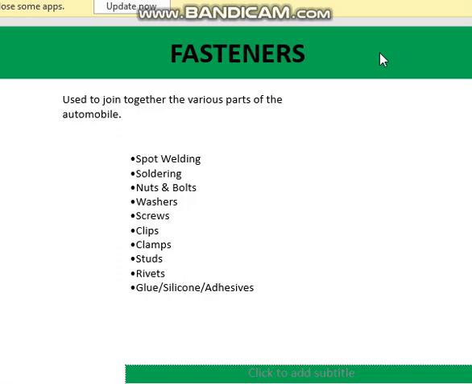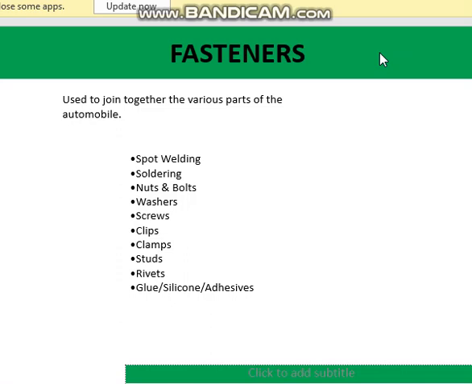So, the definition is used to join together the various parts of the automobile. But it can be used not only in the automobile industry, but also in different kinds of industries and areas, like bicycle manufacturing, different types of machine manufacturing. So it's mainly machine manufacturing tools and equipment.